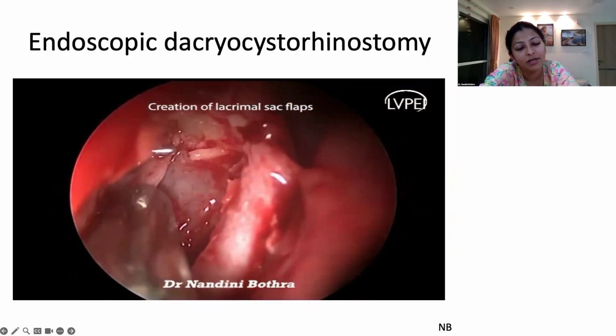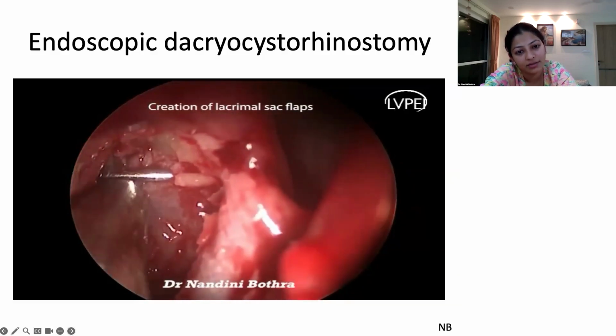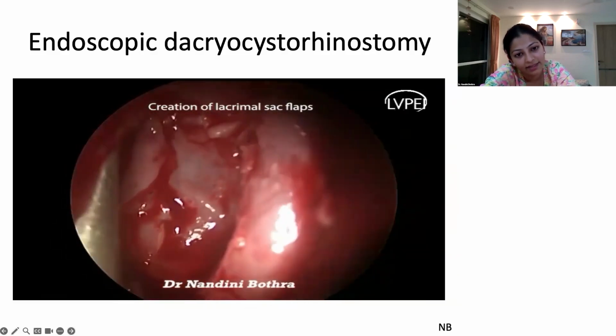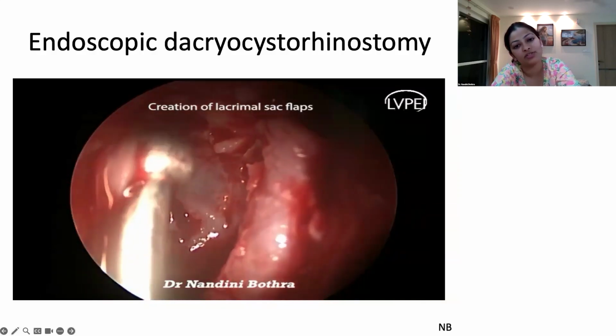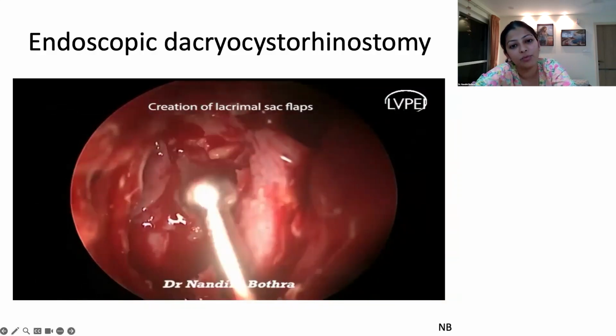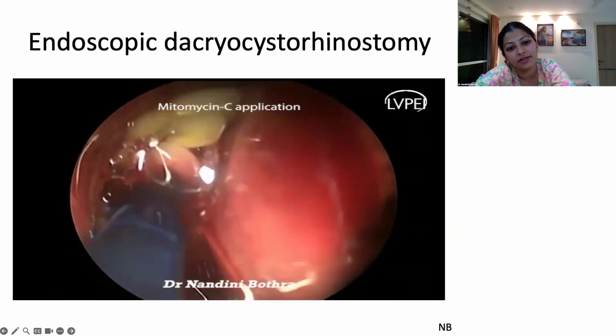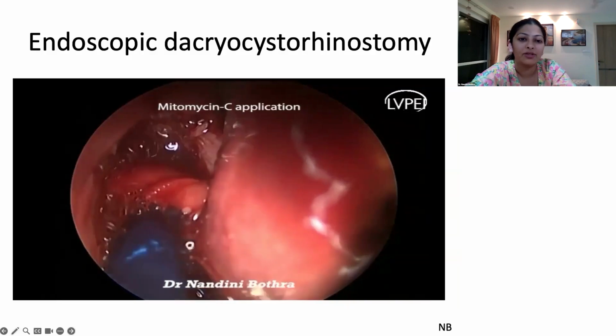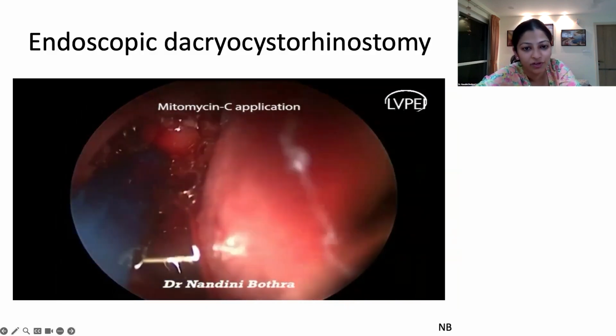And then similarly in the anterior, and you see the probe exiting out. You see the interior of the sac. A similar horizontal incision is actually taken on the anterior flap as well. And then using a ball probe, you can actually turn the flaps outside such that it opens up like a book. Mitomycin C is applied again for 3 minutes.